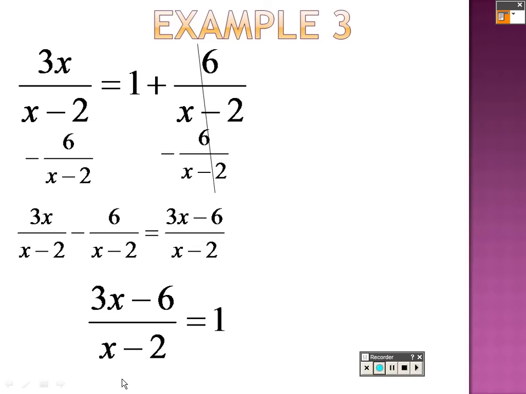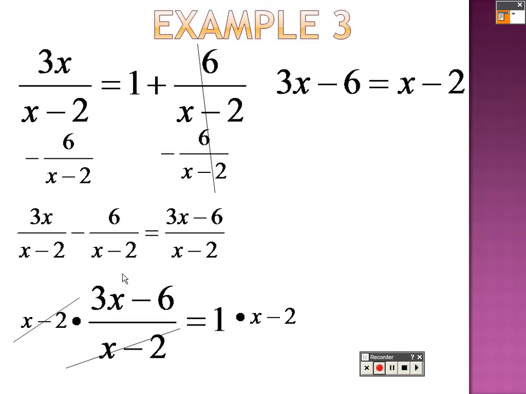Well, this is a much simpler problem to solve, right? When you want to get rid of that fraction on the bottom, all I need to do is multiply by the reciprocal. Well, x minus 2 is on the bottom, so if I multiply both sides by x minus 2, now the x minus 2's cancel out over here. So I'm left with 3x minus 6 on this side, and 1 times all of this will just give me all of that, which is x minus 2. So really, this problem was just 3x minus 6 equals x minus 2.